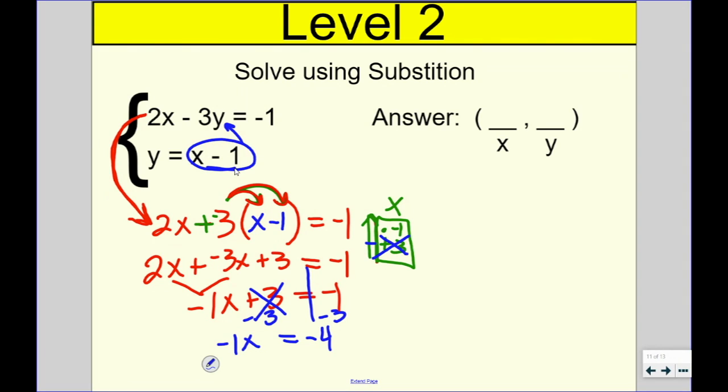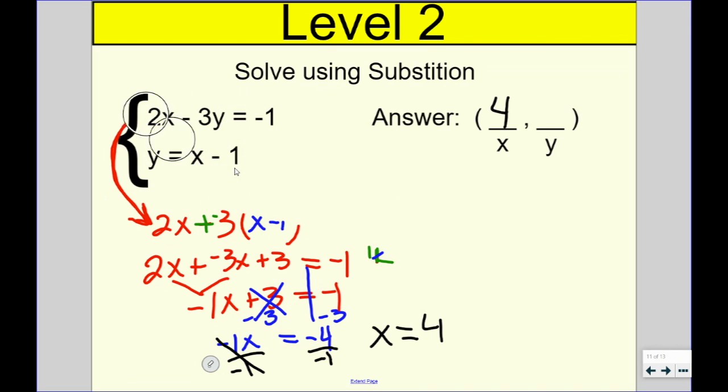I did that job. The last thing I need to do now is the opposite of times negative 1, which would be divide by negative 1. And we divide both sides by negative 1. And we end up with x equals negative 4 divided by negative 1, which is positive 4. So our x we figured out in this system is 4. We need to go figure out the y now. So I'm going to clean up all this mess here.